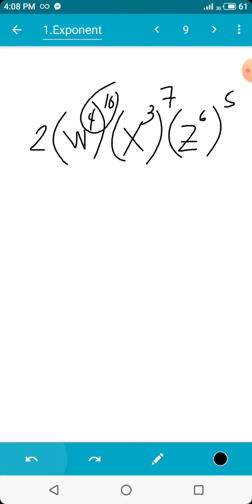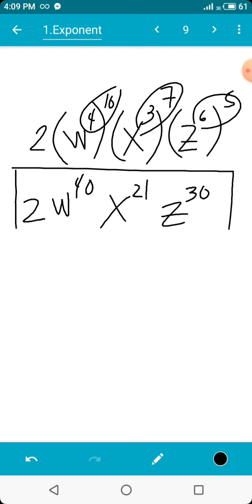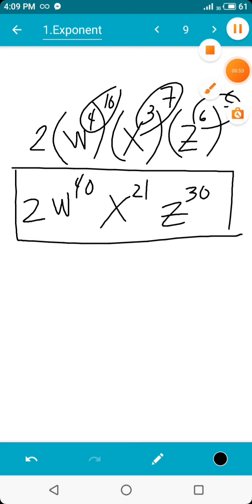Okay? So, to simplify this, so we have here 2, and then yung w, it will become 4 times 10, so raised to 40. And then yung x natin, 3 times 7, so that is raised to 21. And then yung z, 6 times 5, that is raised to 30. So this is how you simplify our expression gamit yung rules ng ating exponent. Okay?